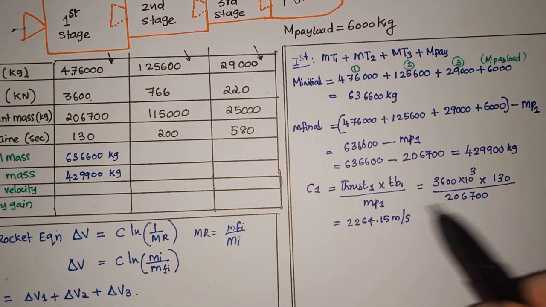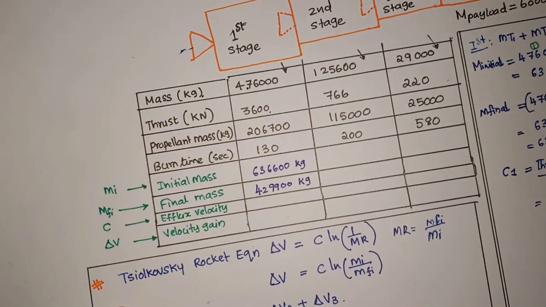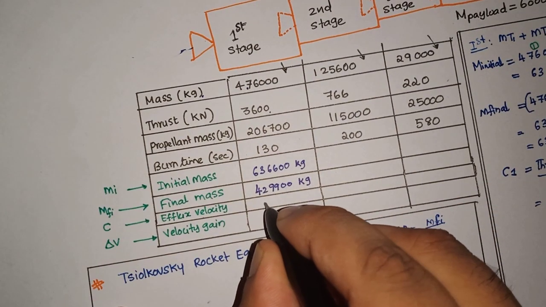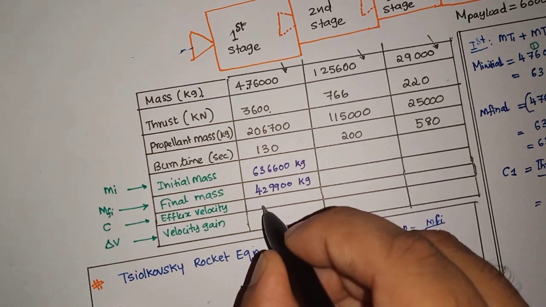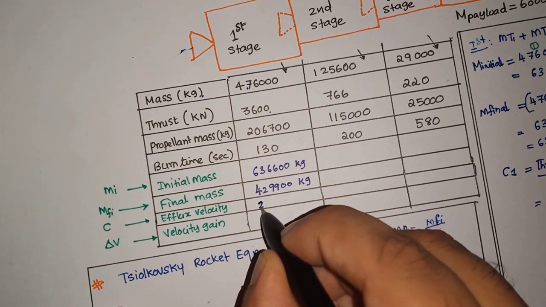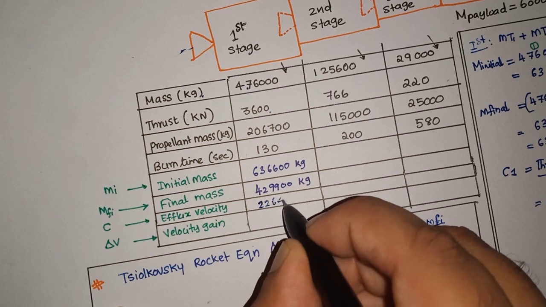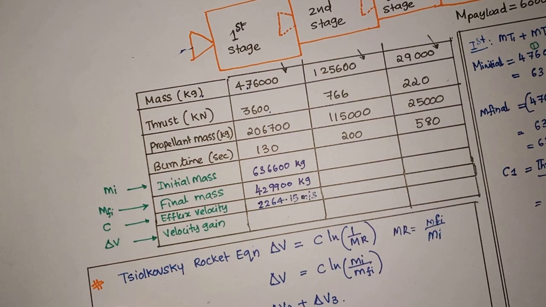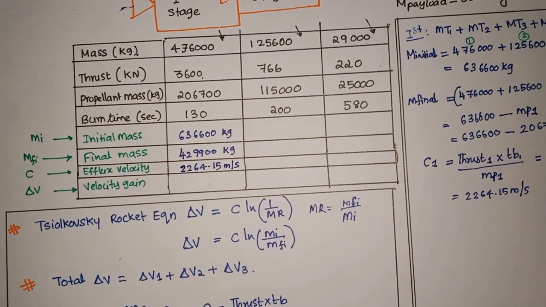So I will try to fill this in here. This is going to be the flux velocity, 2264.15 meters per second. Now we go with the velocity gain.